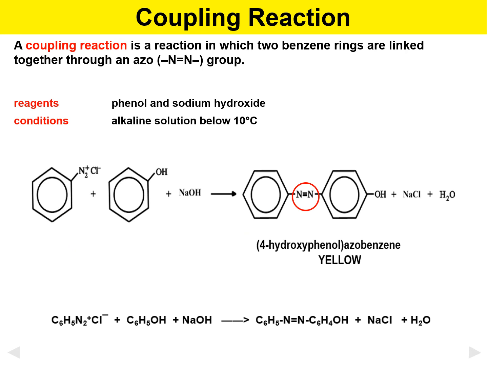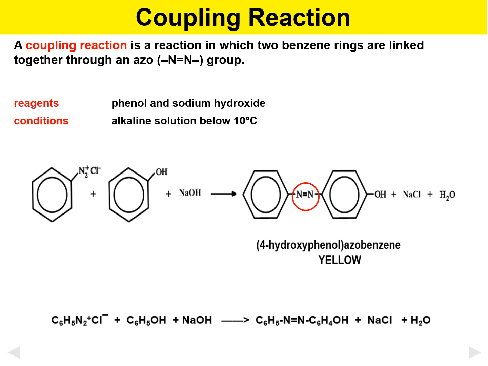A coupling reaction is a reaction in which two benzene rings are linked together through an azo group. The benzene diazonium ion, which we made previously, will react with activated benzene rings. Although a benzene ring is electron rich, the benzene diazonium ion is not sufficiently electrophilic to attack it. If an OH or an NH2 group is attached to it, the benzene ring is activated.